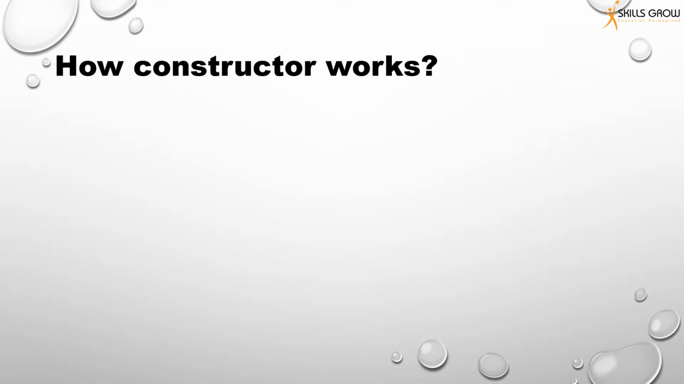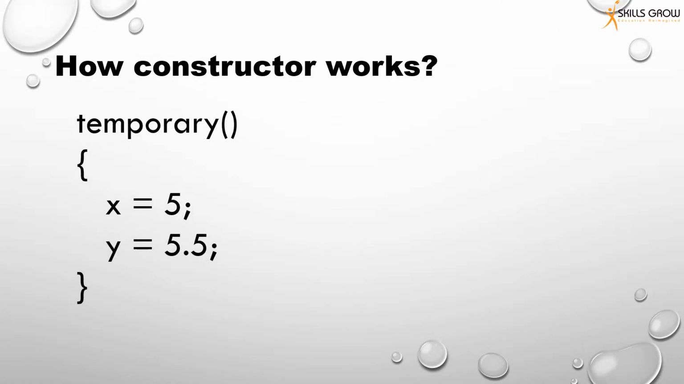Now let's see how a constructor works. In the below example, temporary is a constructor. When an object of class temporary is created, the constructor is called automatically and the variable x will be initialized to 5 and y will be initialized to 5.5.